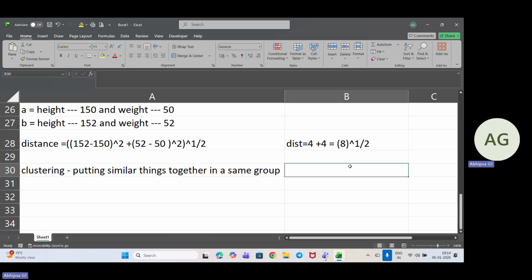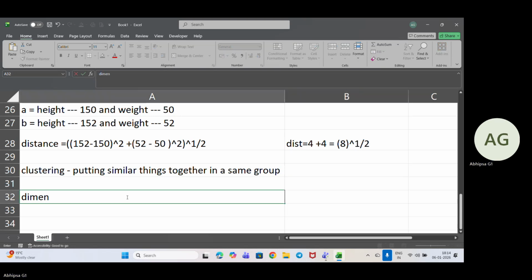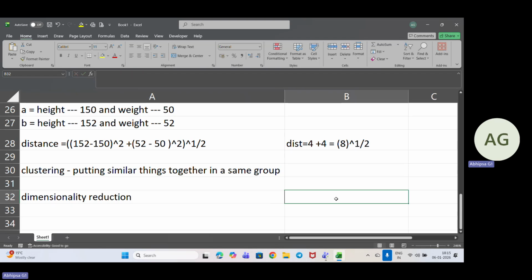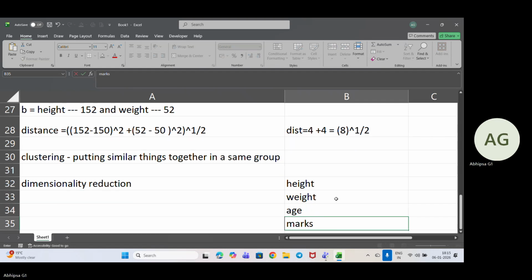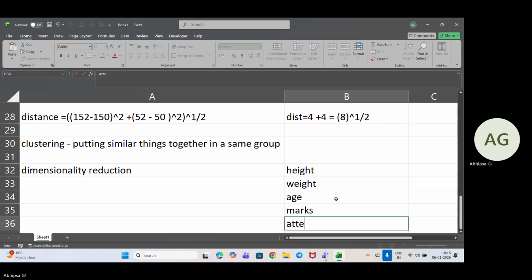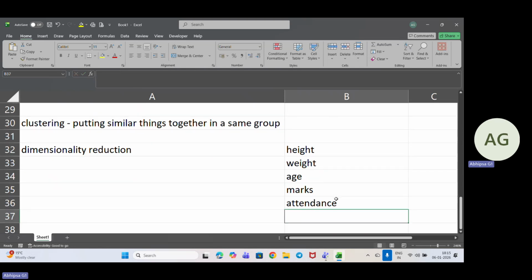Now we will go down to dimensionality reduction. For that we use PCA, which we will understand later. But here we basically need to understand that sometimes the data is too big. Suppose my data set contains height, weight, age, marks, attendance, sleep hours, all of it. All of this is contained.